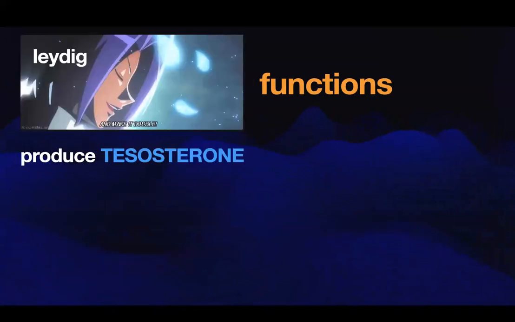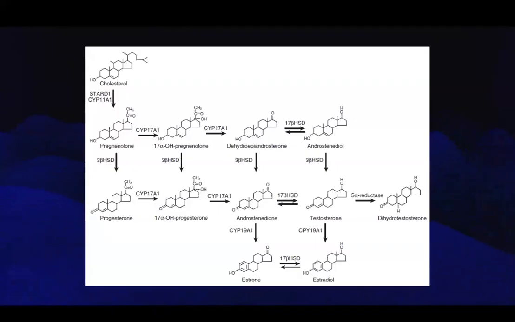Then we have the Leydig cell, and the Leydig cell literally produces testosterone. That's the function of the Leydig cell. This image here is some biochemistry about how cholesterol is turned into a bunch of things. I just want you to know that the first step, transforming cholesterol into pregnenolone, I don't know how to pronounce it, but whatever, is the key step that is catalyzed by Leydig cells. And that's why we say the Leydig cells' job is to produce testosterone.